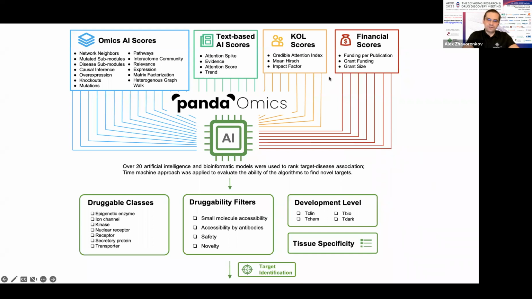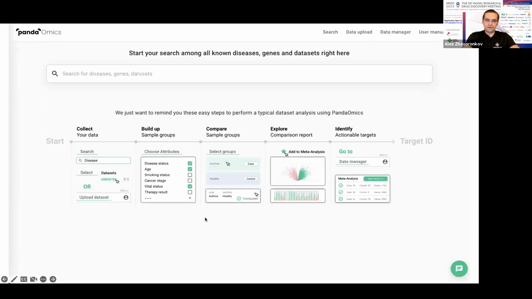Then we also have key opinion leader scores. We even assess the credibility of the scientist associated with the study and with the omics repository that we're going to be using for the study. And we also use commercial tractability, and we look at how similar targets or the same targets perform in biotech, because many biotechnology companies already tried many of those targets. They published annual reports, news, etc. And you can derive a lot of insights from those news. So you have to aggregate this data, process it, and see if any of the biotechs touched those targets before. And then we look at druggable classes, druggability filters, development level, tissue specificity, and many other features.